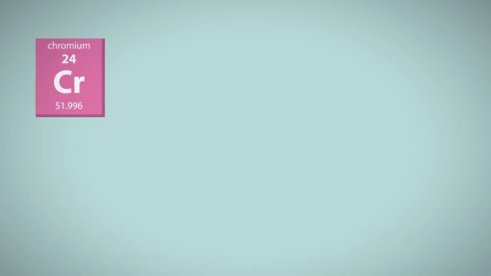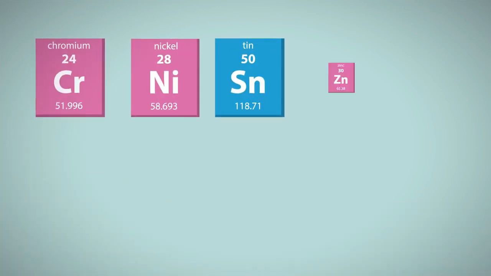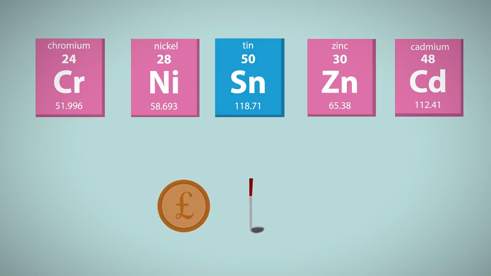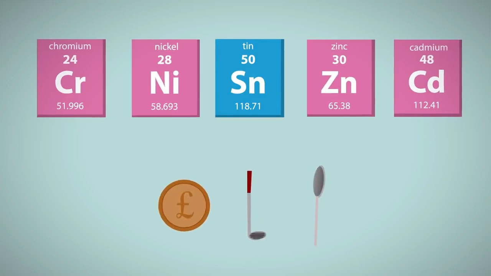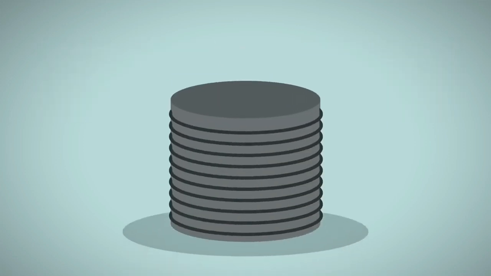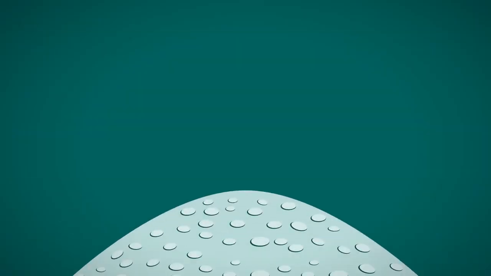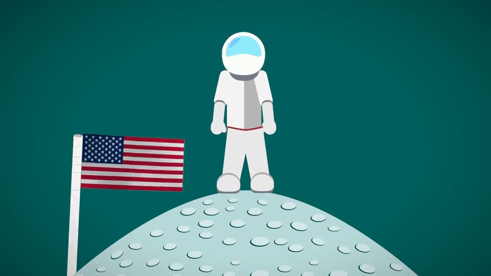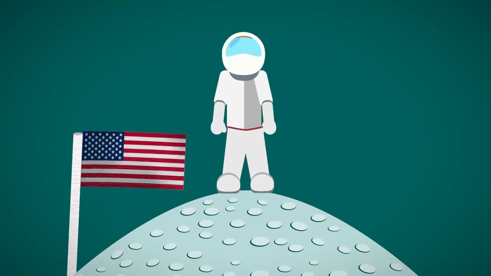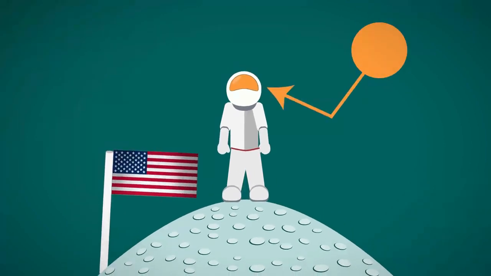Chromium, commonly known as chrome, nickel, tin, zinc, and cadmium are often used to plate copper, iron, and steel objects. Tin cans are actually made of steel, but have a thin tin coating. Ed White, the astronaut who made the first American spacewalk in 1965, was wearing a gold-plated visor to protect his eyes from the solar radiation.